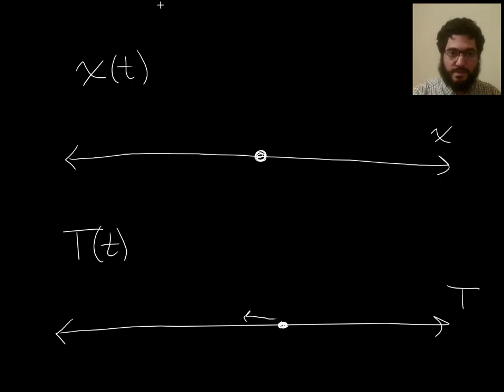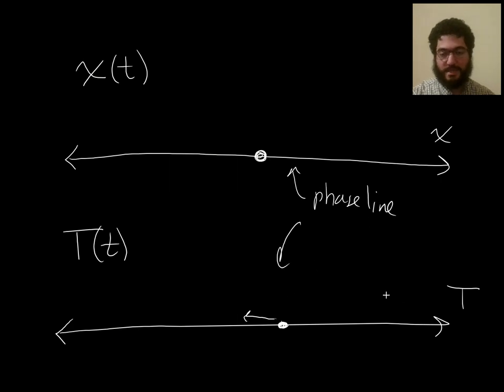So when we do this, when we draw a line and put a dot on the line to represent the state of a system, and think of the coordinate along the line as representing the state of the system, the line is called a phase line. So these are examples of phase lines. And it's actually just like a picture that you've seen before, but with less information in it.